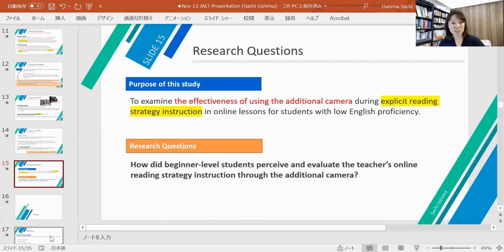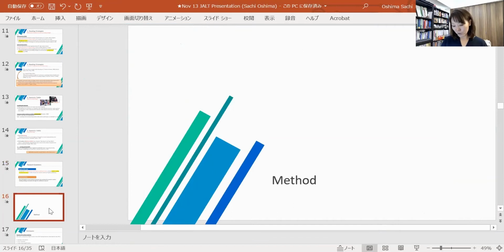The purpose of this study is to examine the effectiveness of using the additional camera during explicit reading strategy instruction in online lessons for students with low English proficiency. It poses the following research question. How did beginner level students perceive and evaluate the teacher's online reading strategy instruction through the additional camera? Okay, move on to method.